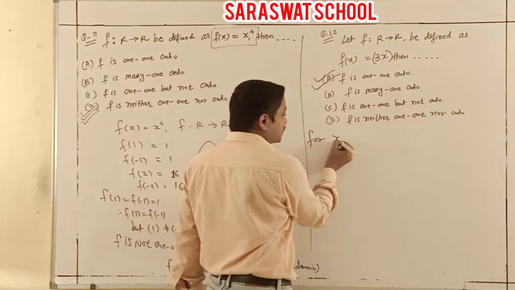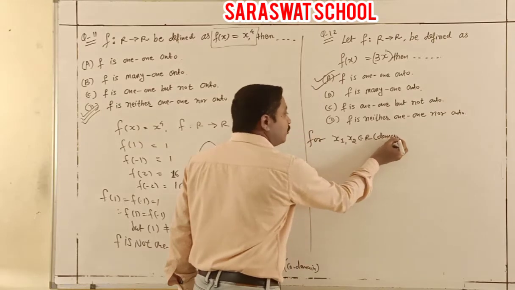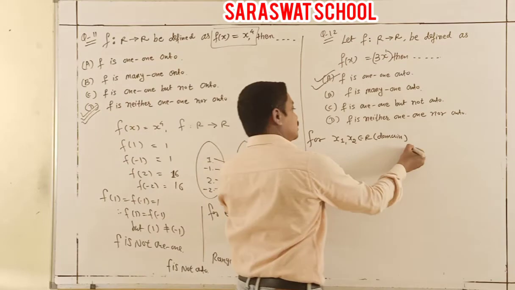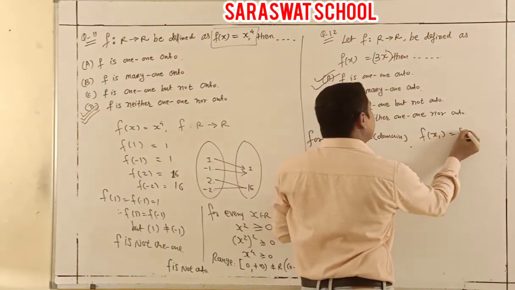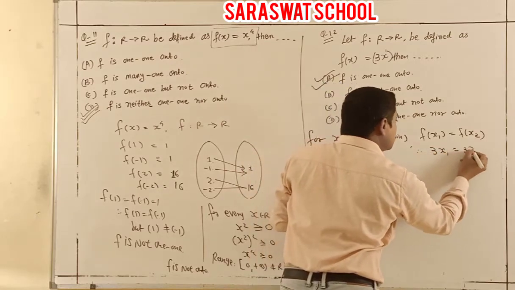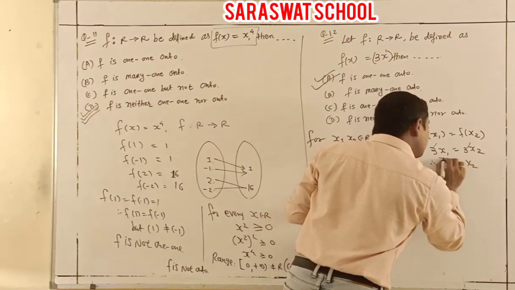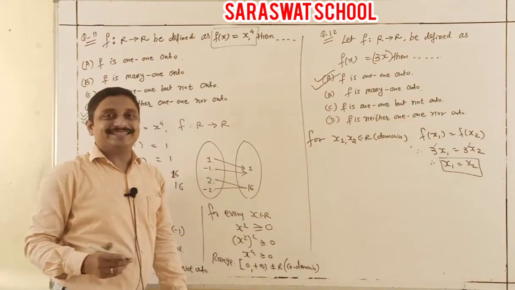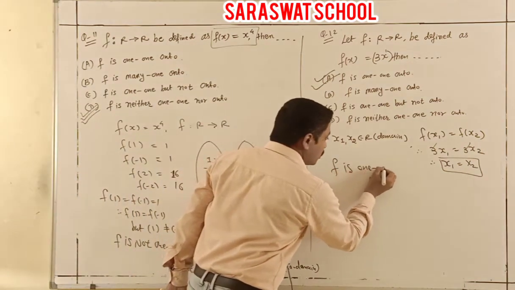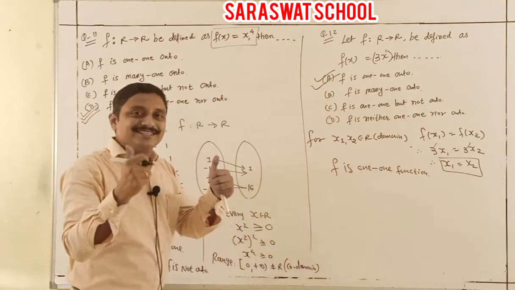For 1-1, I just take x1, x2 belongs to our domain. Domain wise, I just take out our starting solutions. So my question is f(x1) is equal to f(x2). Applying that, 3x1 is equal to 3x2. 3, 3 gone. You just get only x1 is equal to x2. Yes, it's the one. So f is 1-1 function. Finally, one case is done.